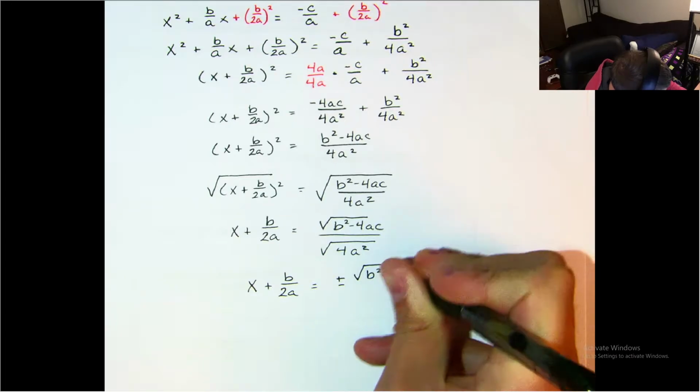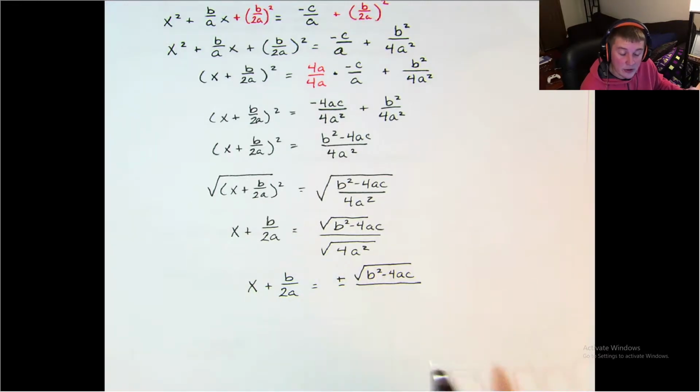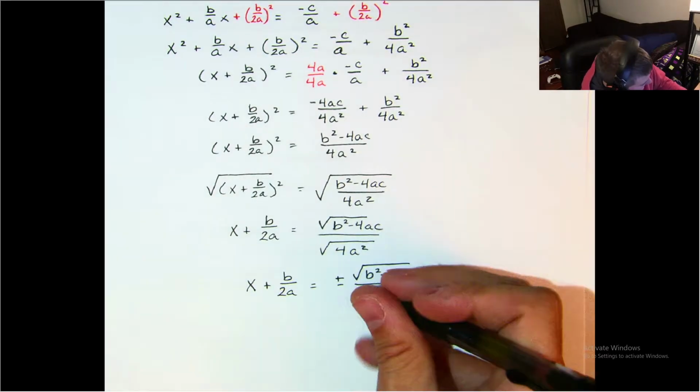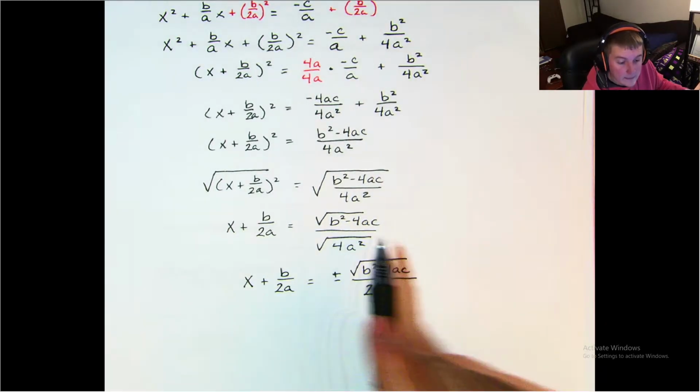All right, but that bottom does simplify because 4 is a perfect square and a squared is a perfect square. So what is the square root of 4? It is 2. And what is the square root of a squared? It's a.